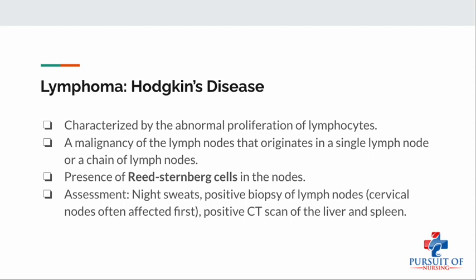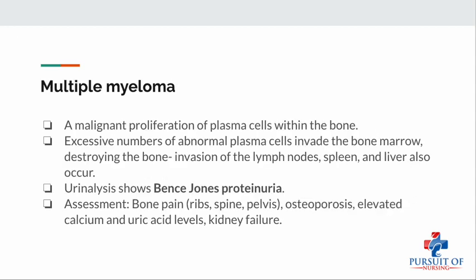All right, so lymphoma with Hodgkin's disease. So Hodgkin's disease is characterized by the abnormal proliferation of lymphocytes. It's a malignancy of the lymph nodes that originates in a single lymph node or a chain of lymph nodes. What you need to know about Hodgkin's disease is that you will have a presence of Reed-Sternberg cells in the nodes. Okay, Reed-Sternberg cells, associate that with Hodgkin's disease. This patient is going to present with night sweats. They're going to have a positive biopsy of the lymph nodes and a positive CT scan of the liver and spleen.